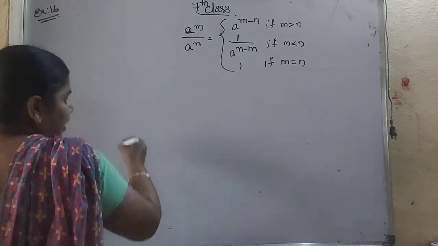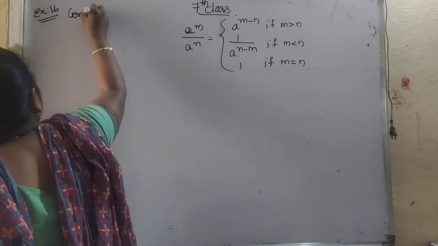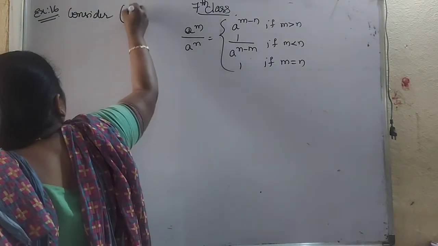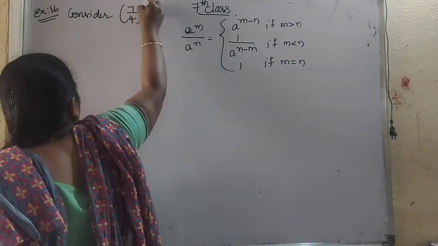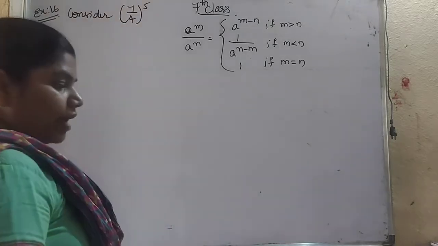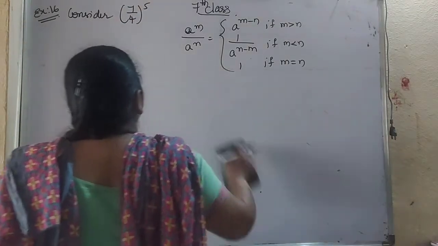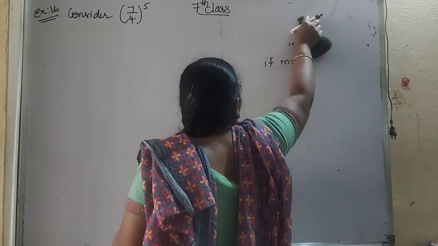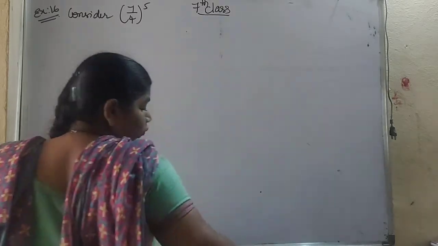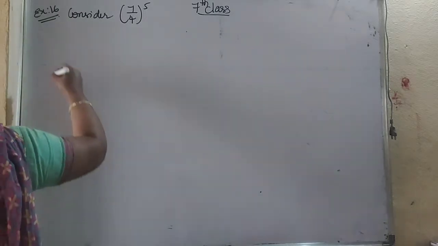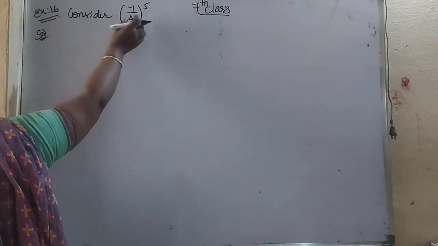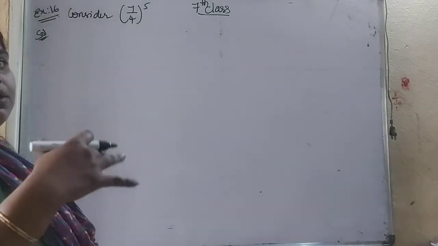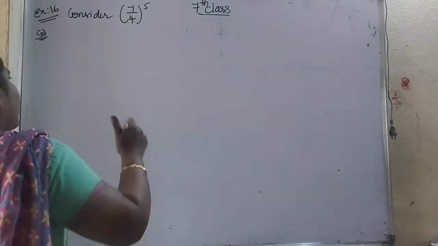Example number 16, consider (7/4)^5. The given value is in the form of a fraction with a whole power. Which law do we have to apply? We have to apply the fourth law. What is that fourth law? That is the fraction with a common power. So we have to apply the power to the numerator and denominator separately.